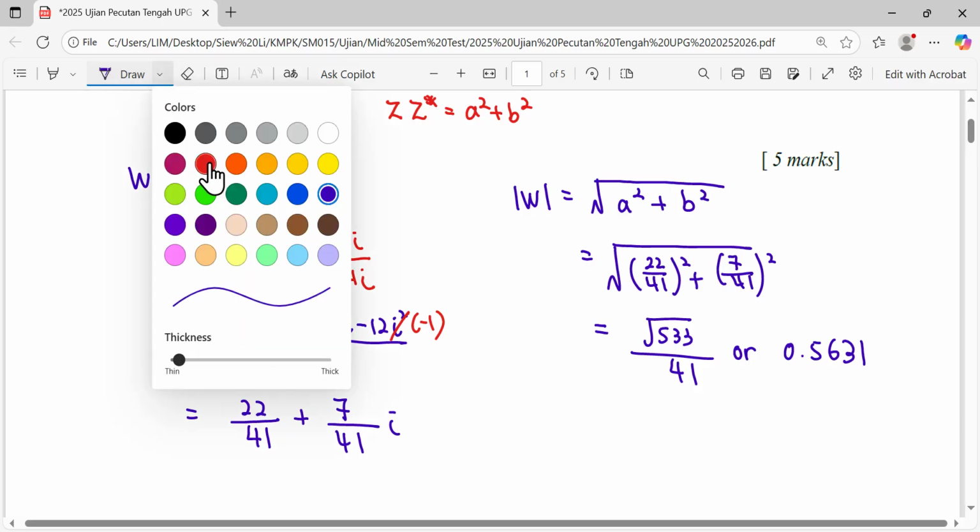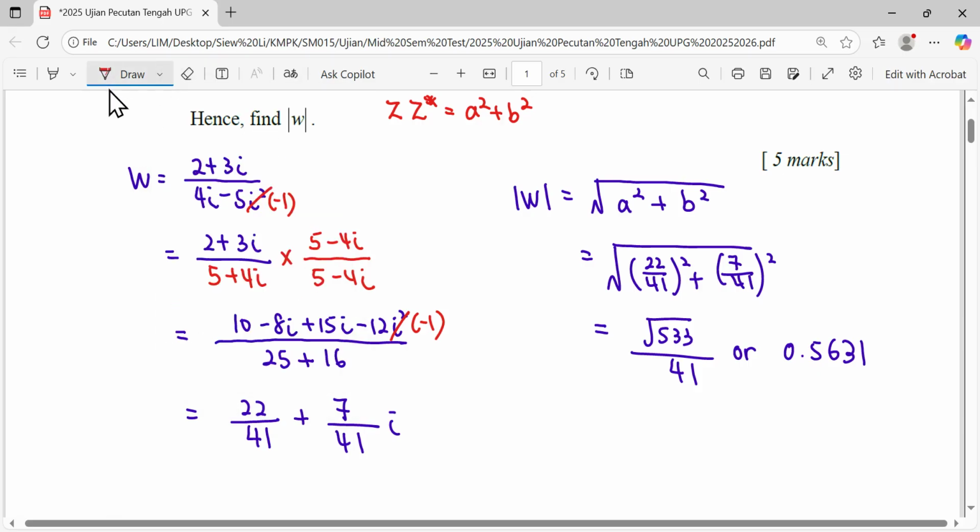So for this question, it is 5 marks. The first mark is how we simplify your complex number. That is a concept, and apply the concept for division of complex number by multiplying with its conjugate, then get it to the standard form. Then apply the formula for modulus of complex number, get to the answer.